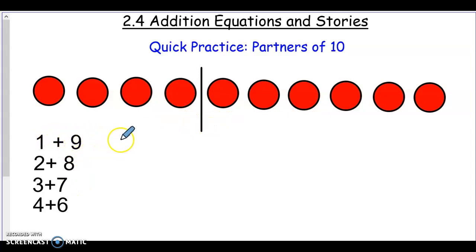Now remember, friends, we can always switch these partners. Instead of 1 and 9, it can say 9 and 1. Instead of 2 and 8, we can reverse that order, switch the partners, and make it 8 and 2, 3 and 7, 7 and 3, 4 and 6, 6 and 4.